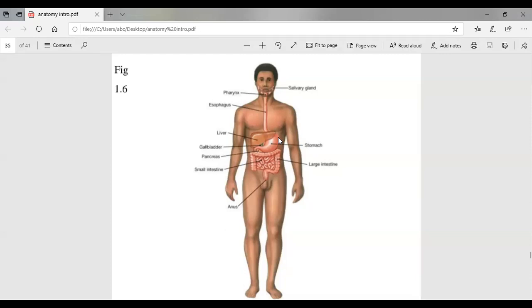So this is basically the digestive system. What does the digestive system help us do? It helps us in eating food. Food will give us energy, and the excretion, that is the formation of the end product of food. So this is the digestive system. Let's go ahead.